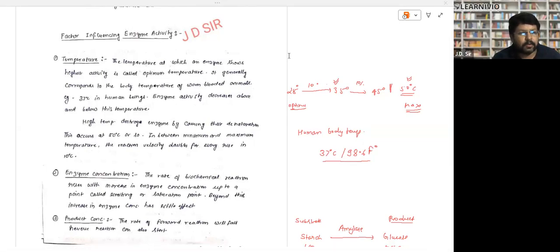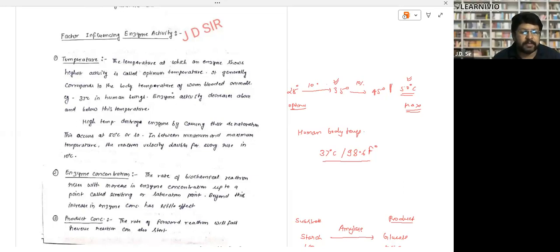Okay. Now the factors. So these were also the factors which we studied, the factors which affect enzyme activity. The temperature at which an enzyme shows the highest activity is called optimum temperature. It generally corresponds to the body temperature of warm-blooded animals, 37 degrees centigrade in humans. Enzyme activity decreases below this temperature. High temperature destroys the enzyme by causing denaturation. This occurs at 50 degrees centigrade.